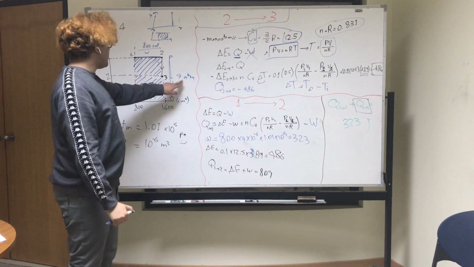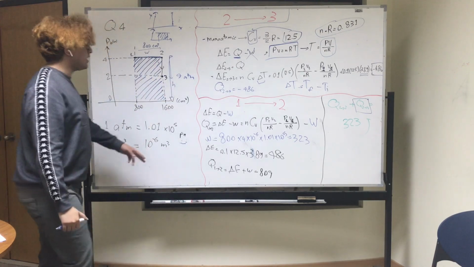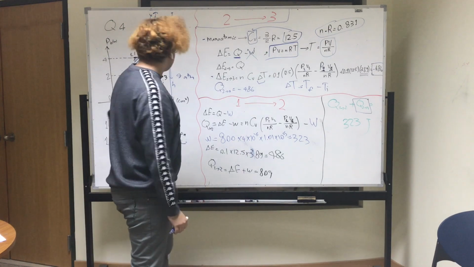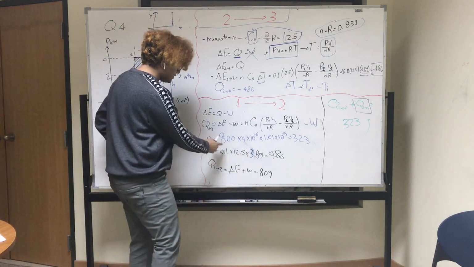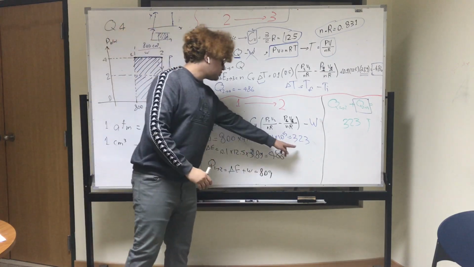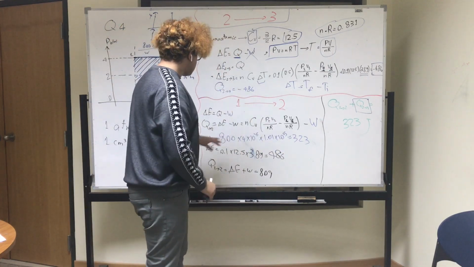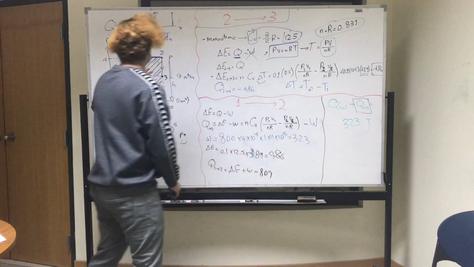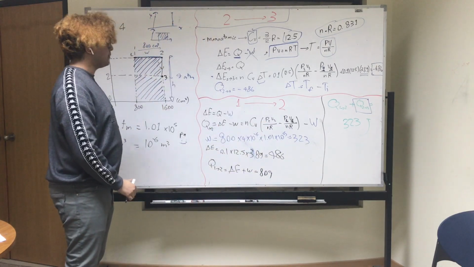Okay, so multiply this out and don't forget your conversion factors, and you'll be getting the work. So the work here is 800 times 4 times our conversion factors, and this is going to be equal to 323. So we have calculated the work underneath the horizontal line.